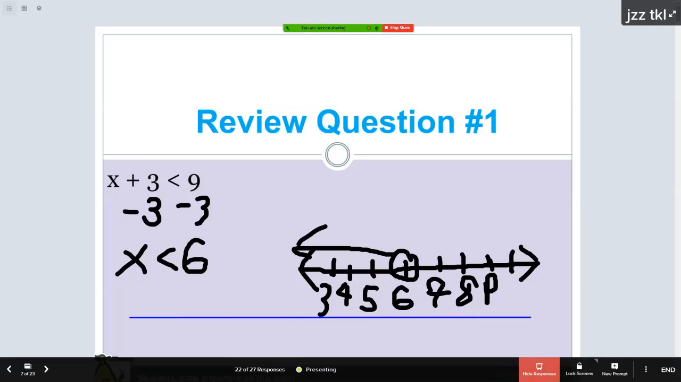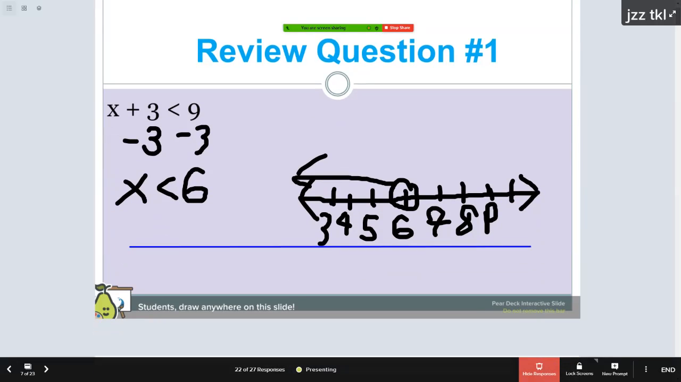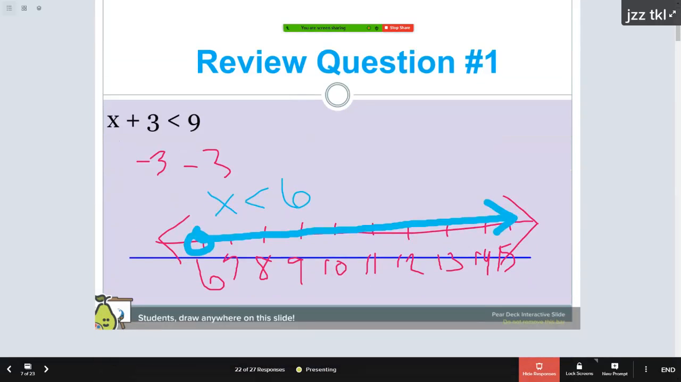Okay, so here's what we came up with. This looks beautiful, and this is pretty good. Open circle, I like it. It's going the right direction because, again, the mouth is eating the number, so you shade to the left. So that's pretty much perfect. This one is good, except you shaded the wrong way. Mouth is eating the number, you should have gone to the left.